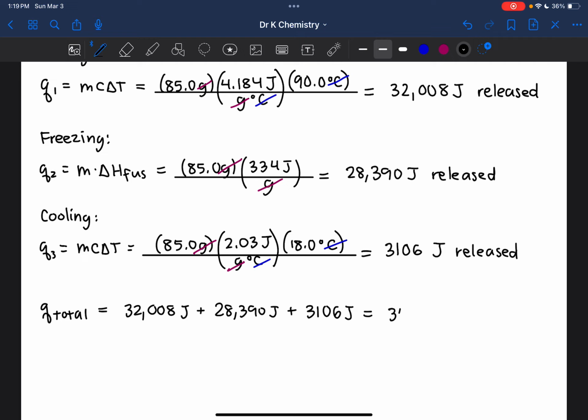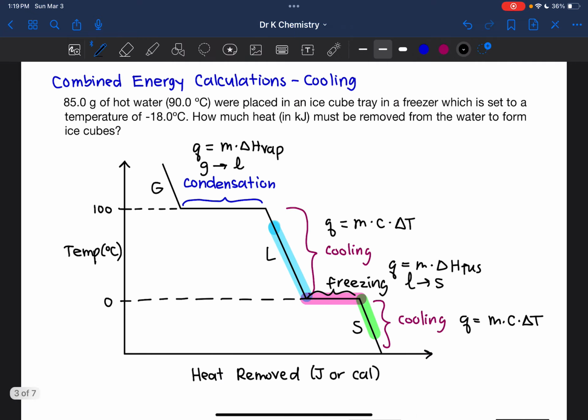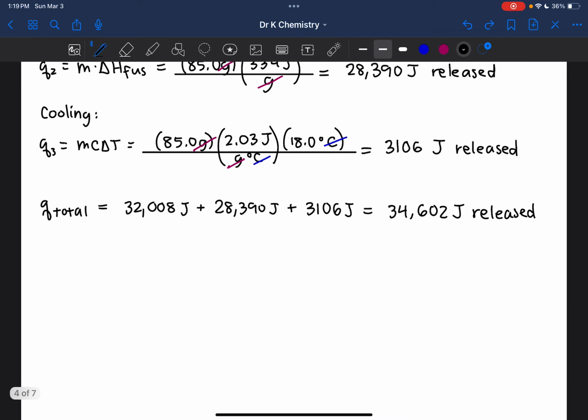And I'm getting 34,602 joules released. And at the end, let me just double check. It asks for kilojoules, so I'm going to convert that to kilojoules. So all we really need to do is divide by 1,000, but I will plug it in.